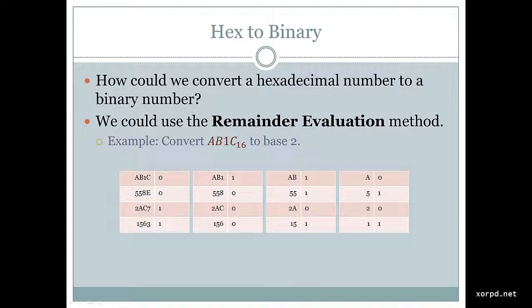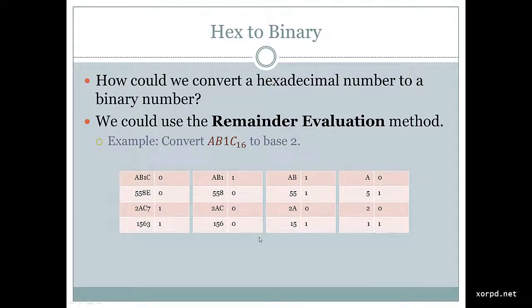Hex to binary. How could we convert a hexadecimal number to a binary number? We could use, as usual, the remainder evaluation method. For example, we want to convert this number, AB1C, in base 16 to base 2. So we are just going to do the usual. We are going to try to divide by 2 many times and put it on some kind of a table.